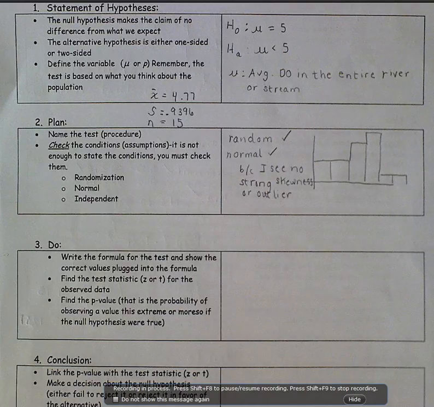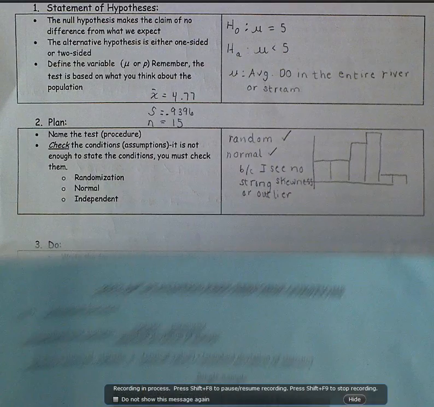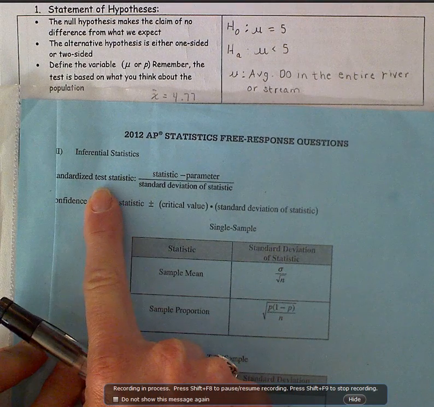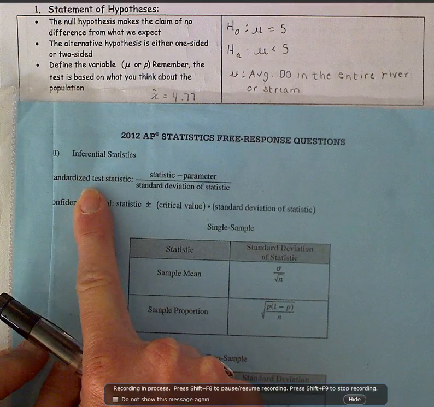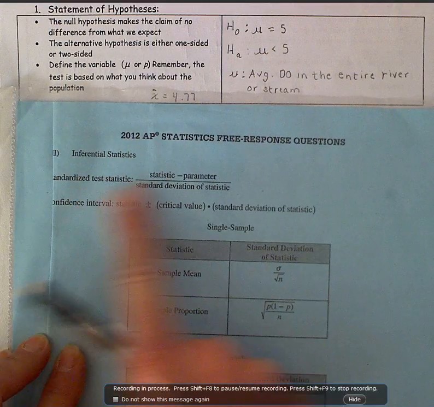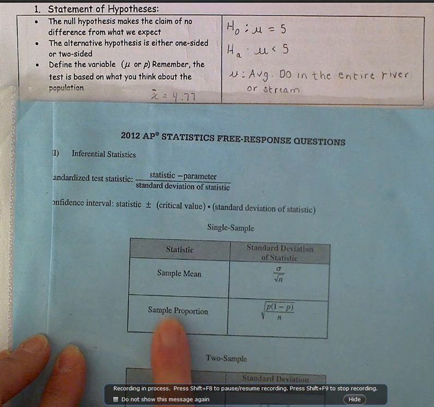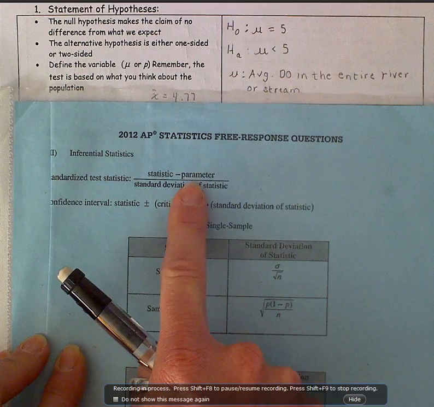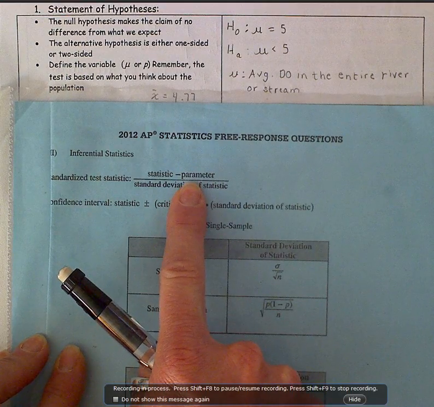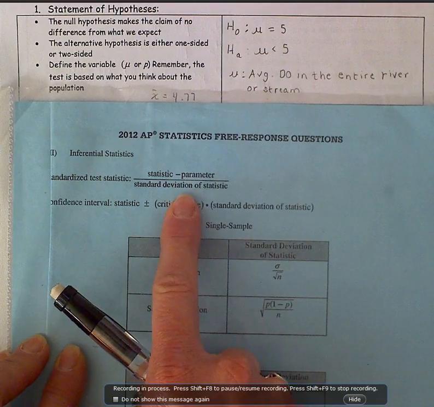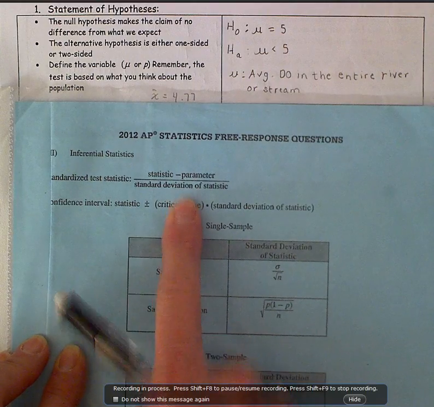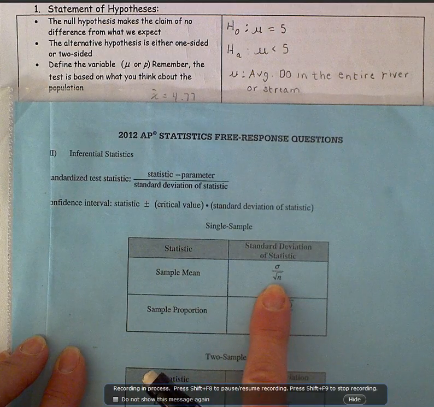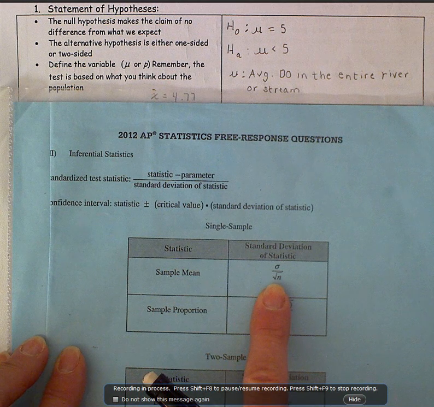So moving on to the do. If we look at our inference formula sheet, as we saw with our 1 proportion z-tests, we are going to need a standardized test statistic. It involves taking a statistic, in this case a sample average, minus a parameter, the corresponding population average. Then I'm going to divide that by the standard deviation of this sampling distribution, except I'm going to have to use S, so it will be the standard error of the sampling distribution.